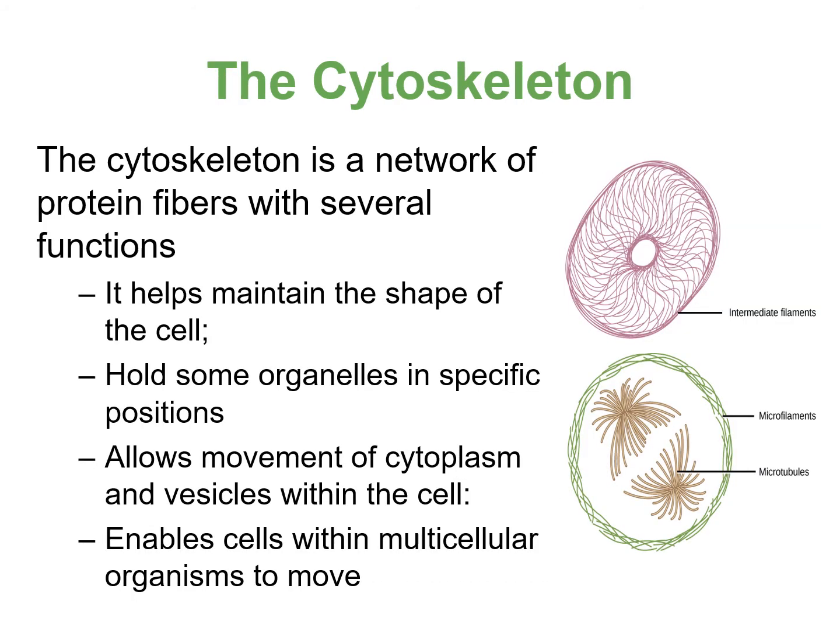The network of protein fibers found within the cytoplasm are known as the cytoskeleton. And there are three types of fibers within the cytoskeleton. We have the intermediate filaments, the microfilaments, and the microtubules. We're going to talk more about each one of these in depth, but overall the cytoskeleton helps to maintain the shape of the cell. It helps to hold organelles in some specific positions. It allows for the movement of cytoplasm and vesicles within the cell, and it enables cells within multicellular organisms to move.